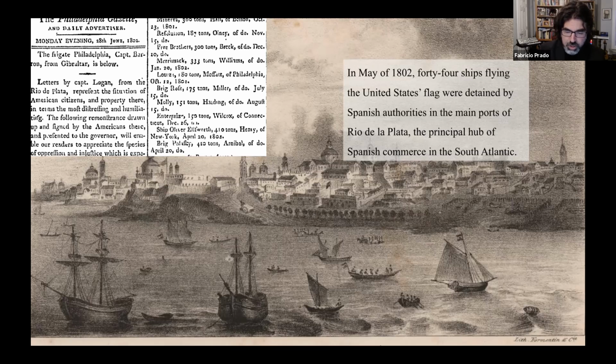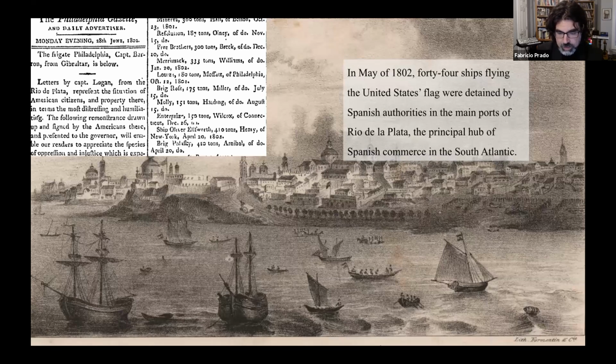Although no official United States ship was sent to Rio de la Plata and no armed conflict derived from this episode, the 1802 stranded vessels incident sheds light on North American commercial participation in Spanish South American markets in the last decade of Spanish colonial rule.